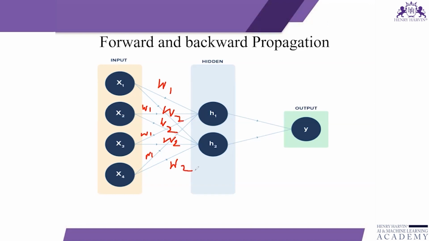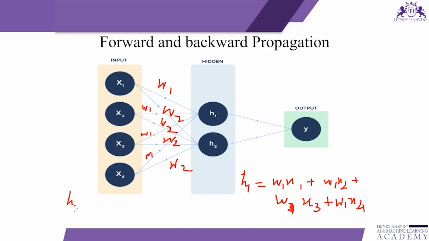Now if I try to find out the relation, what can I write? H1 is equal to W1 X1 plus W1 X2 plus W1 X3 plus W1 X4. Let me show you how this part is working, like W1 X1. So I'm writing for H1, right? If you see, W1 X2 is also fed to hidden node 1, right? So W1 X3, W1 X4. Similarly, I can write for H2 also.